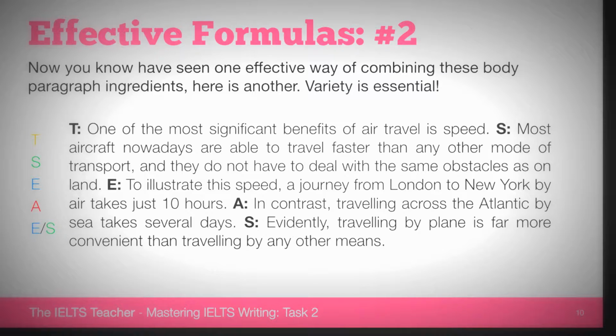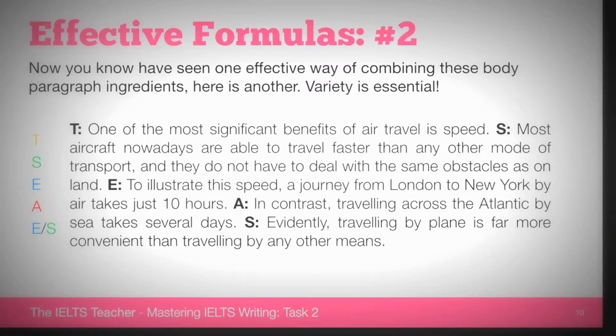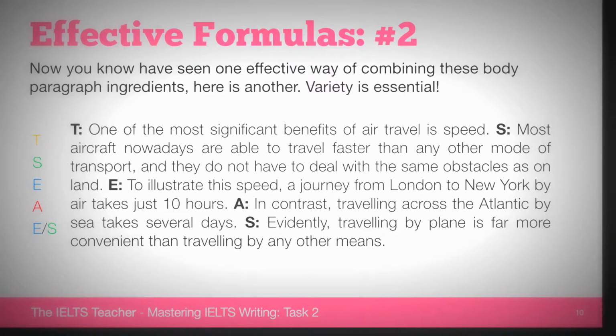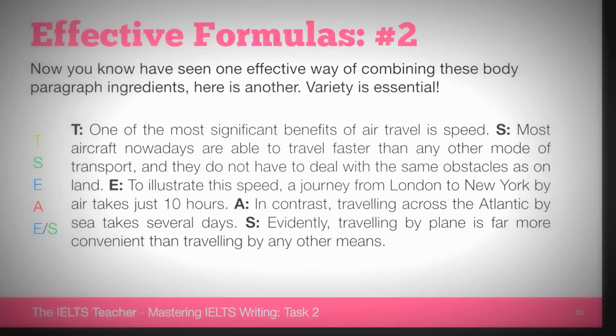The supporting sentence, where we're just giving a little bit more information. Most aircraft nowadays are able to travel faster than any other mode of transport, and they do not have to deal with the same obstacles as on land. Follow that with an example, a nice, tangible, concrete, clear example. To illustrate this speed, notice the cohesive device, to illustrate this speed, a journey from London to New York by air takes just 10 hours.